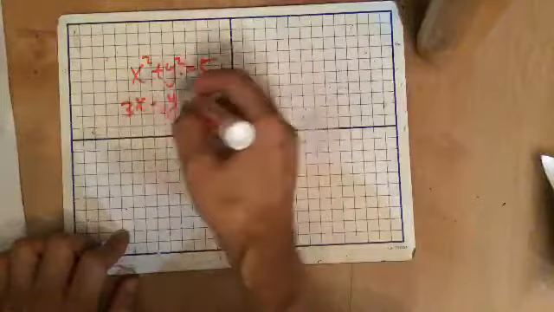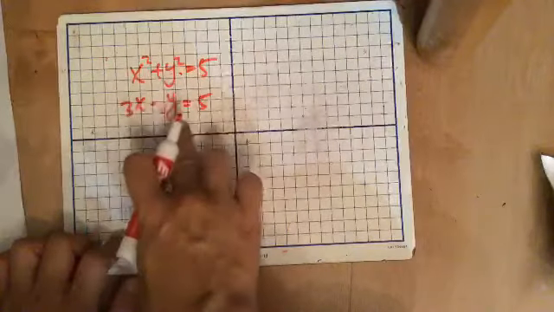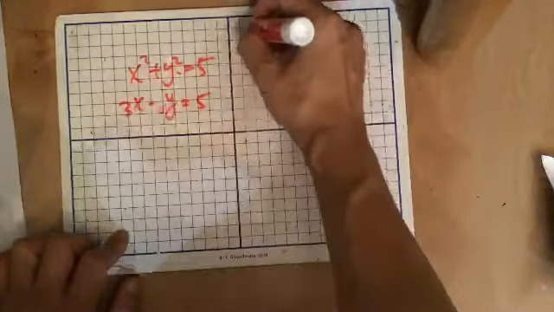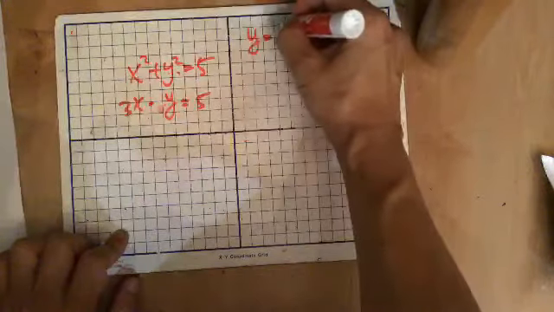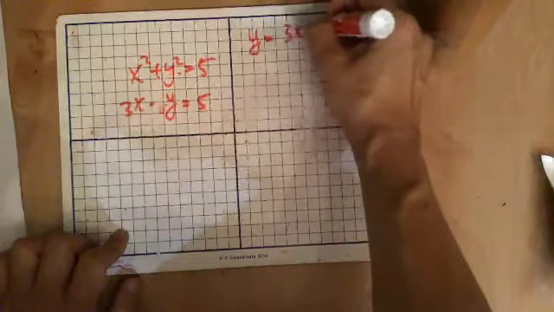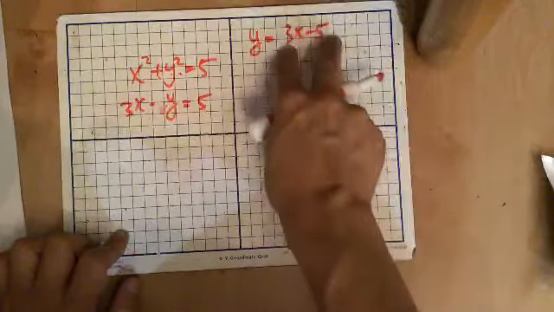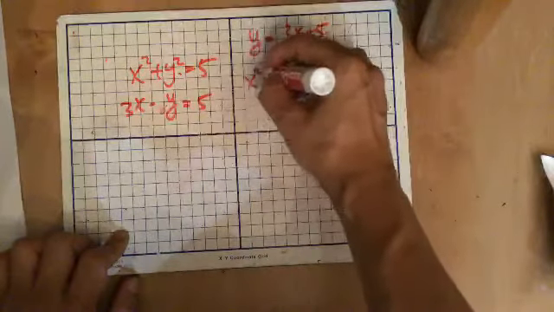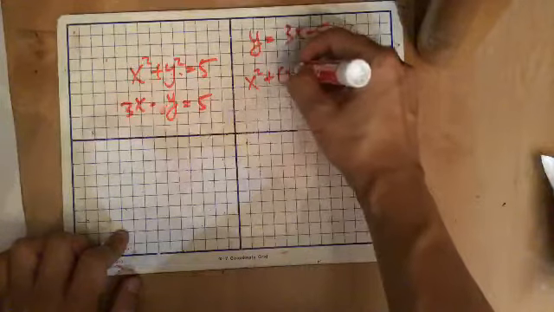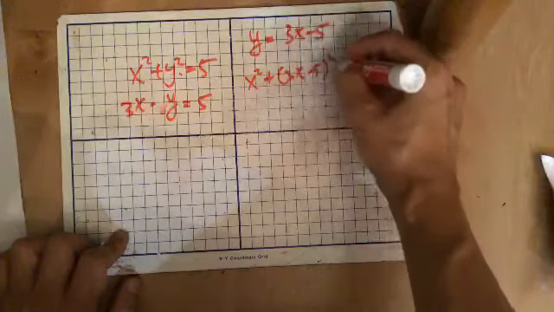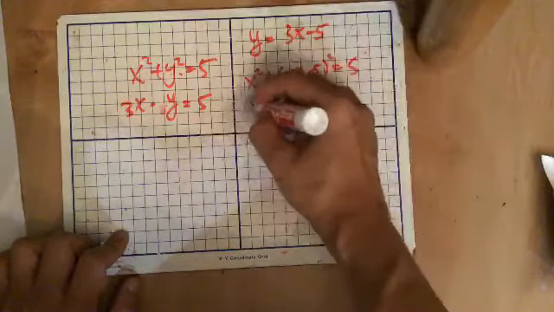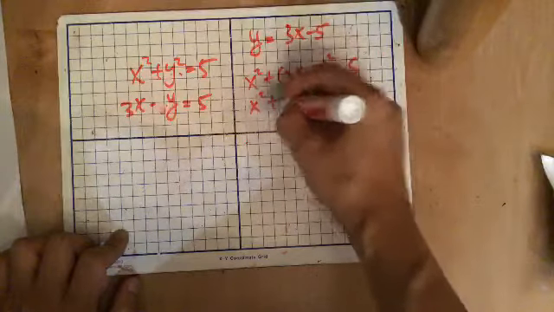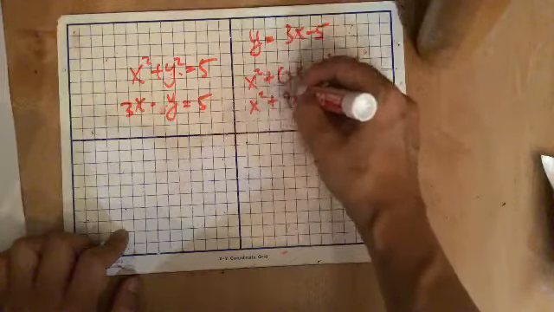So here, the easiest target is actually y. So I'm going to solve for y. Y is equal to 3x minus 5. And then once you have y, I'm going to plug into this equation. So it's going to be x squared plus (3x minus 5) squared is equal to 5. I'm going to expand this.